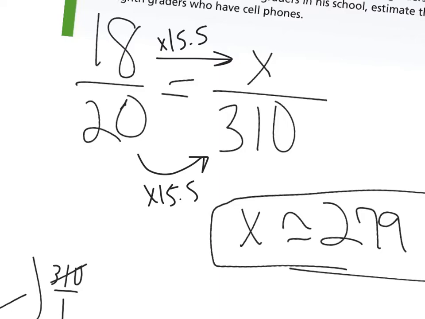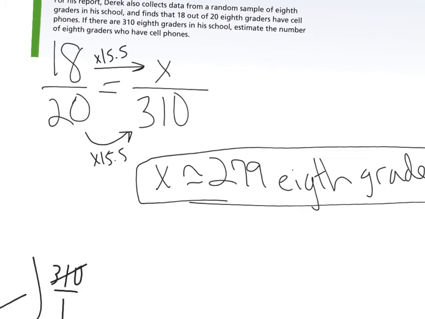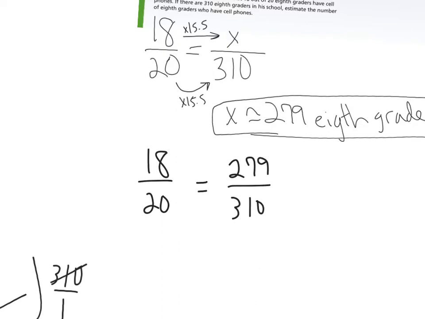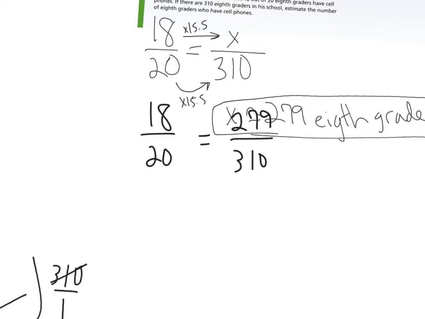And then one thing you can do once you get your answer, just to make sure that you have the right answer, is put your answer back into your proportion, if you did a proportion. You can check your answer by seeing if these fractions are equal.